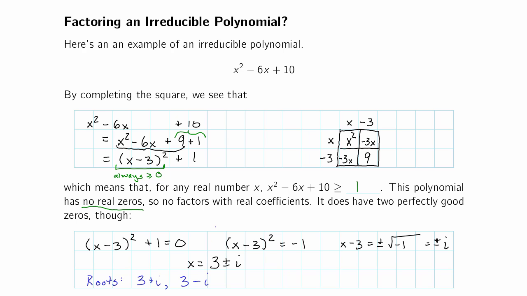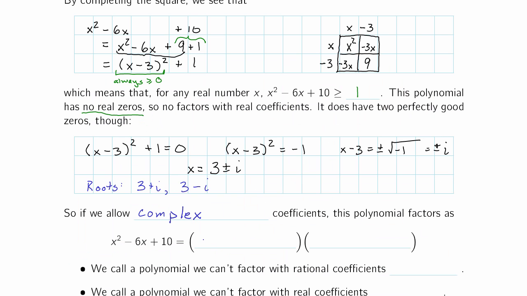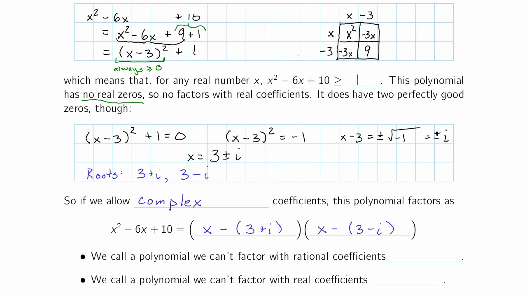If we allow complex number coefficients, we can factor this polynomial as x minus 3 plus i times x minus 3 minus i. No problem. Okay. So we have a word for a polynomial that we can't factor using rational coefficients. We call that prime.